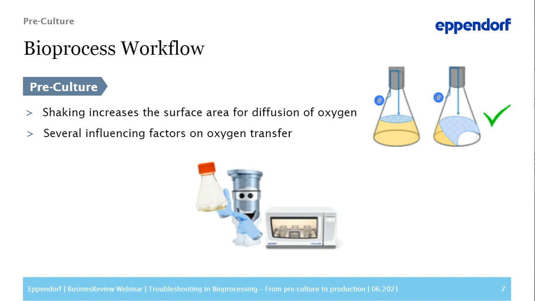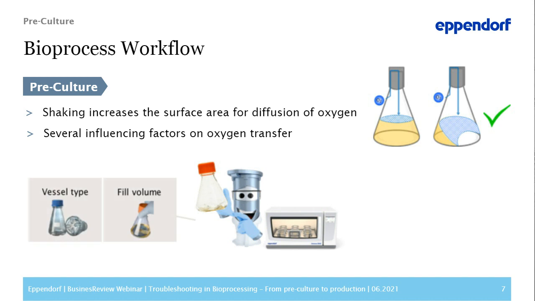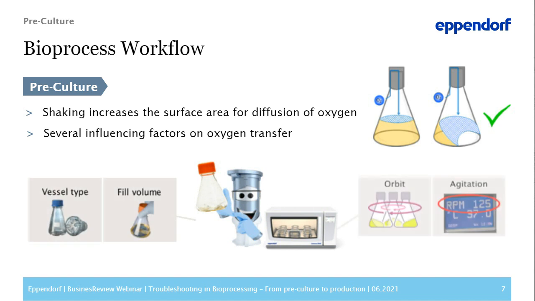There are several influencing factors as well in shake cultures. For instance, the vessel type, the fill volume, and on the shaker side, of course, you can decide between different shaker orbits, for instance, so shaking diameters, and the agitation speed.